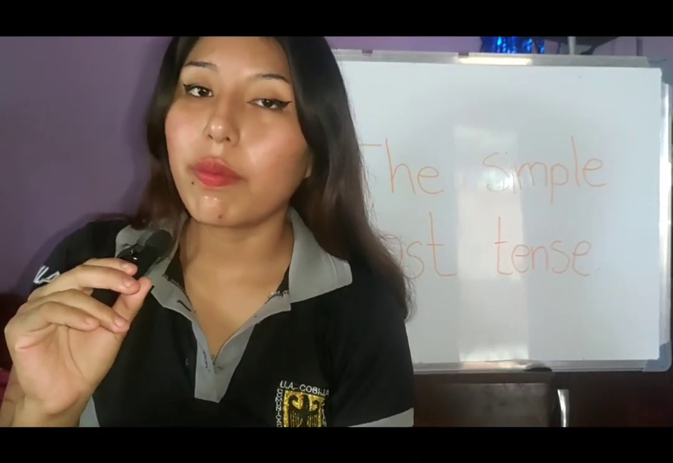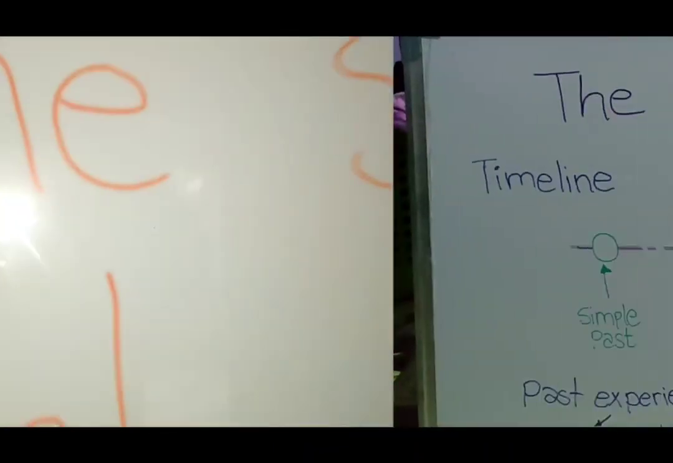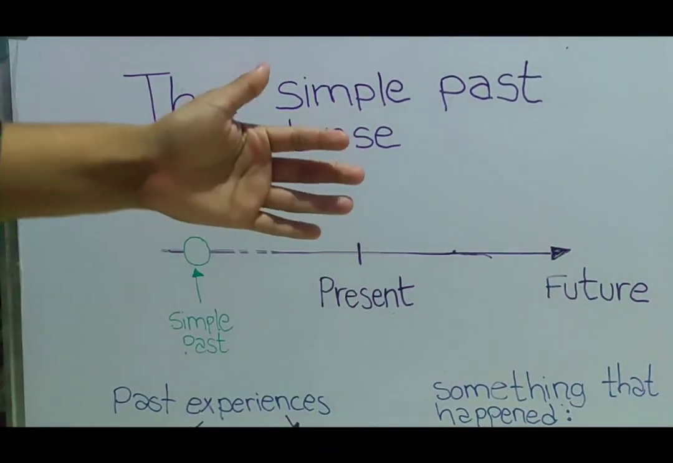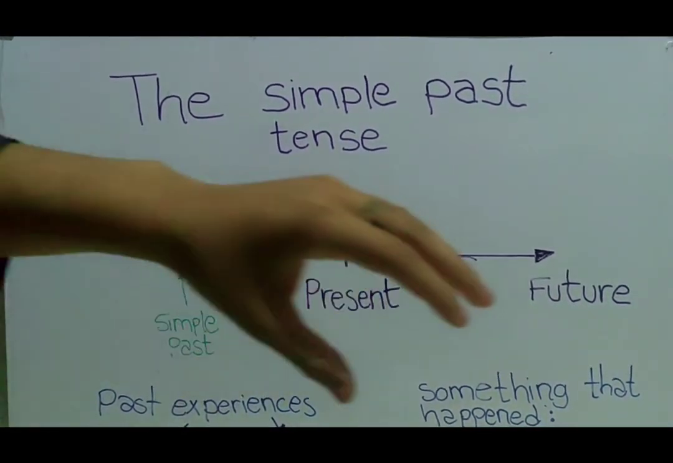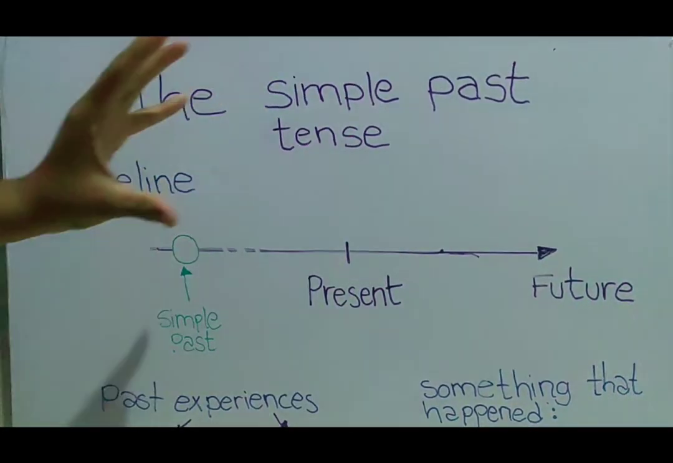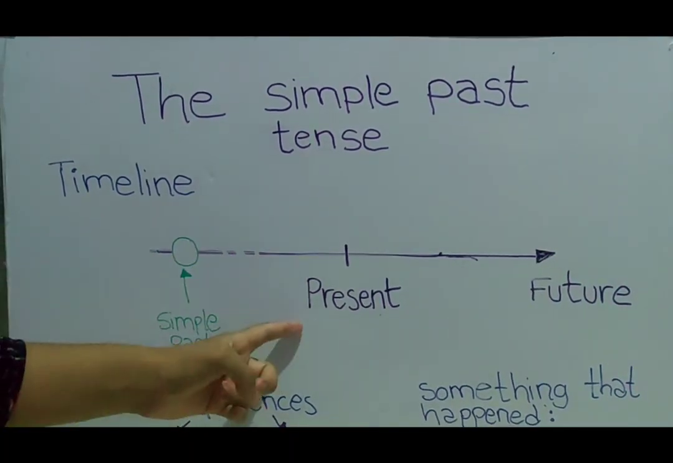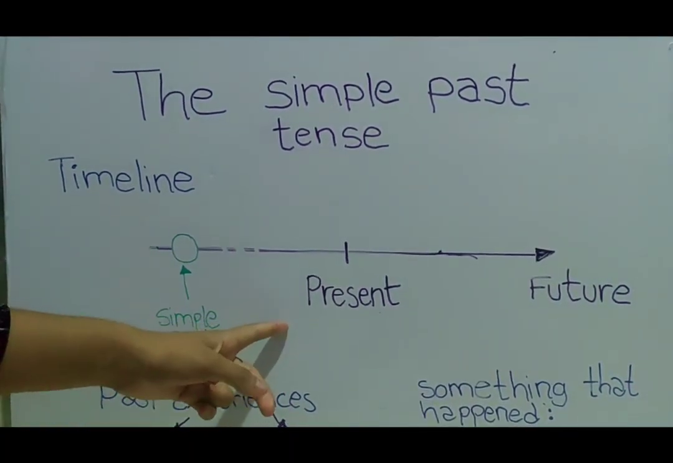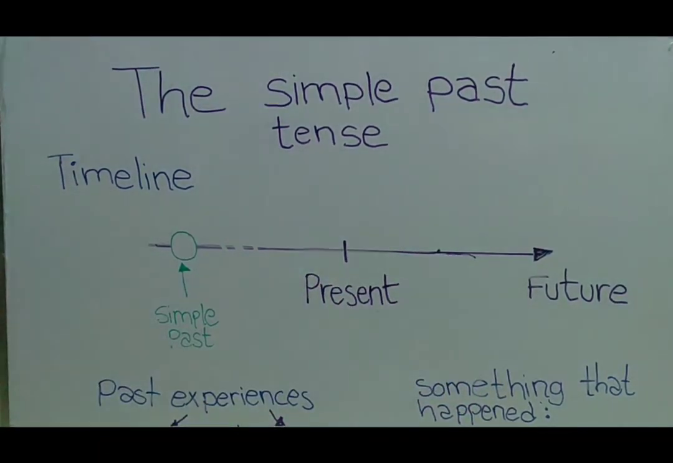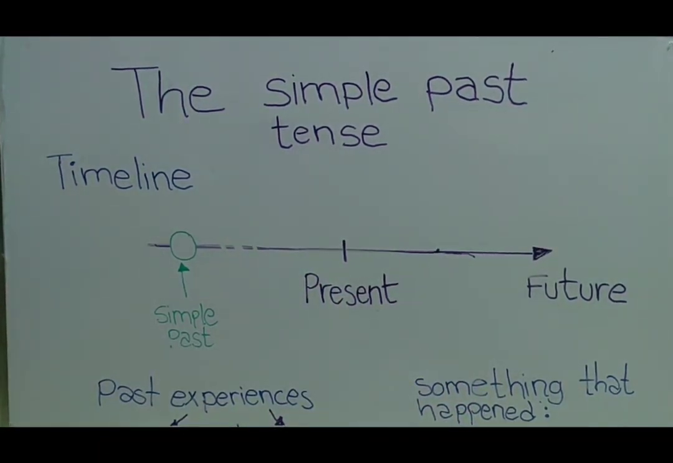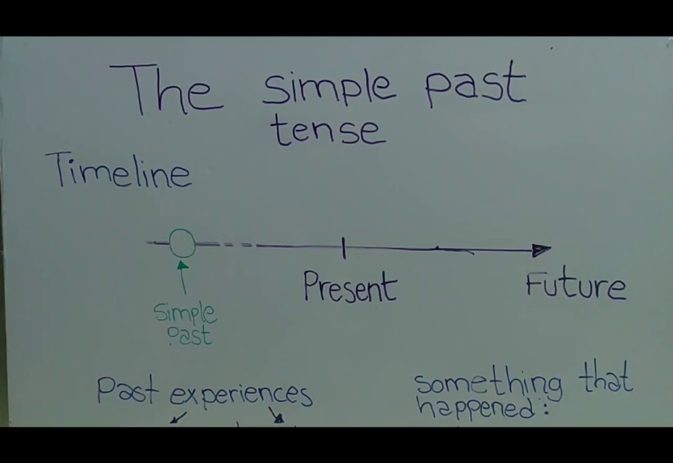Today we are going to talk about the simple past tense. First, to understand what is the simple past tense, we are going to look at this timeline. Here we can see the present. In the present are the things that we are doing right now. Future. In the future, they are the things we will experience someday.